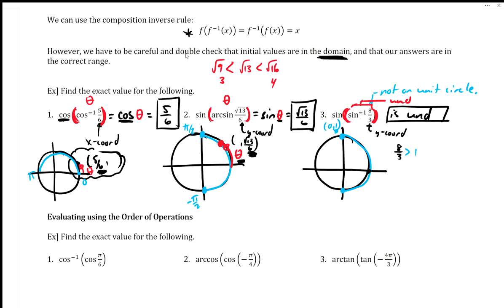So this time around, you can't cancel and just say, oh yeah, shouldn't it just be 8/3? That's the trick that they're trying to get you. They're saying, just do that real quick. Nope, that's not what the answer is. They're trying to trick you. So it's just undefined. Okay, so that's doing our compositions.